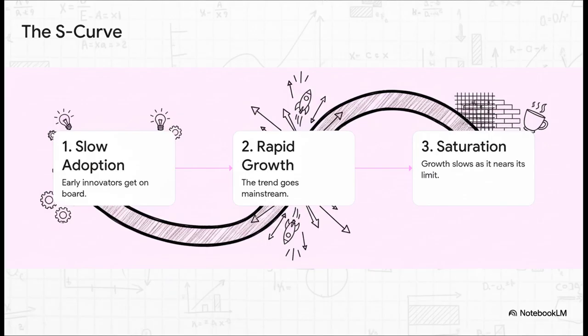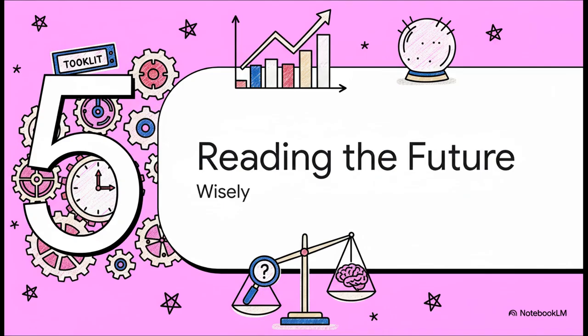You've got phase 1, slow adoption, the early adopters. Then phase 2, that explosive rocket ship growth as it goes mainstream. And finally phase 3, market saturation, where growth slows to a crawl because it's hitting that carrying capacity. Okay, so we've put together a pretty powerful toolkit for seeing how the future takes shape. But, with great power comes great responsibility. There is one last crucial piece of advice we have to talk about before we start trying to predict everything.